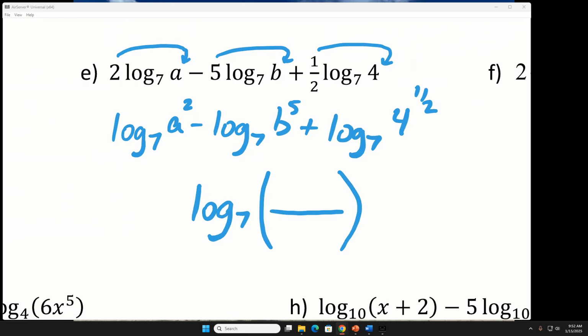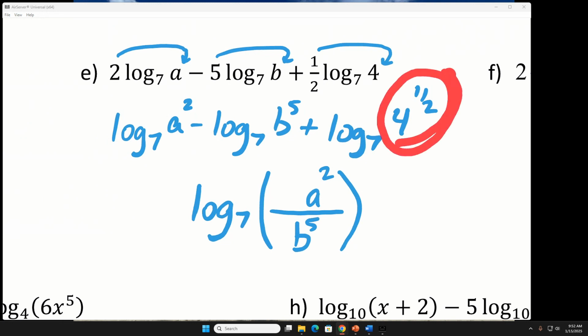All right, so I see that there is a subtraction sign. So I know for sure I'm going to have a fraction bar. So the a squared, is that going to go in the numerator or denominator? Numerator. What about b to the 5th? Denominator.